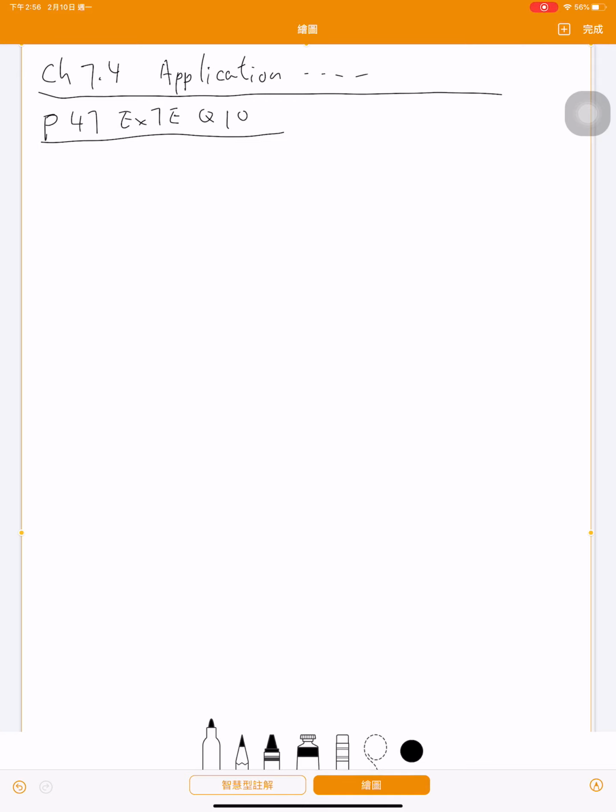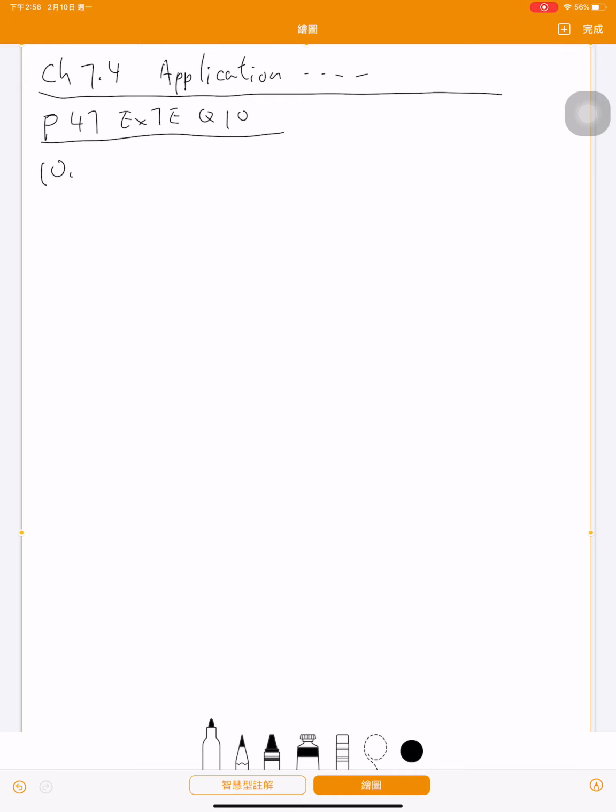Okay, I will talk about question 10 on exercise 7E on page 47. So let's start. Let's look at the question. Martin has some $5 coins and $2 coins. In total, he has 35 coins and altogether they are worth $130. How many $5 coins and how many $2 coins does he have?